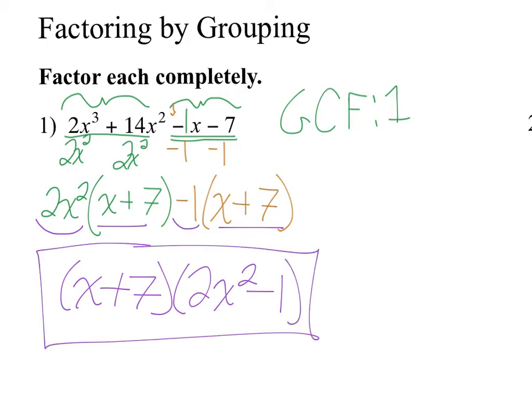And if you want to check your work, you can do that through foiling, where you go back and multiply x times 2x squared, x times negative 1, 7 times 2x squared, 7 times negative 1, and you should get back to where you started with those 4 terms. Okay? Let's look at the second one.